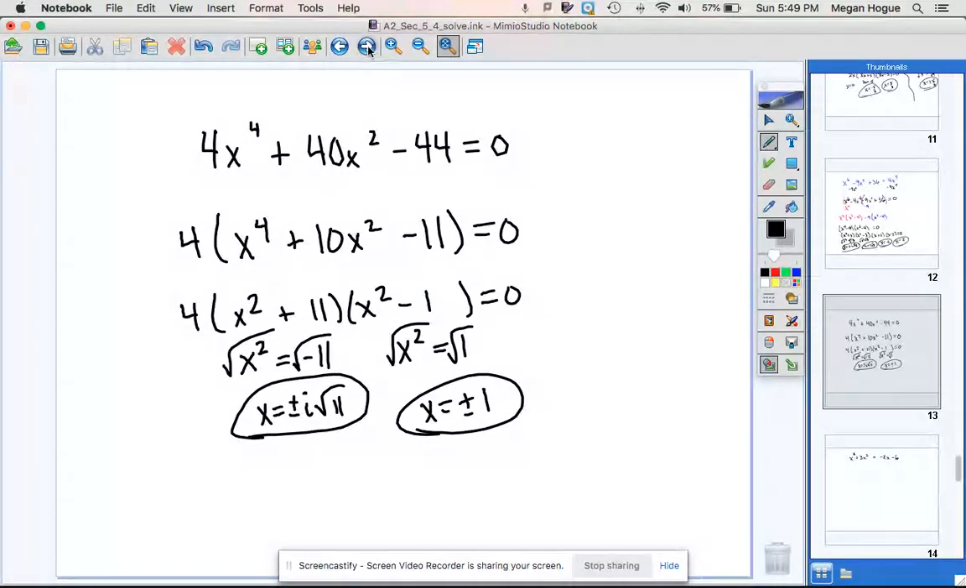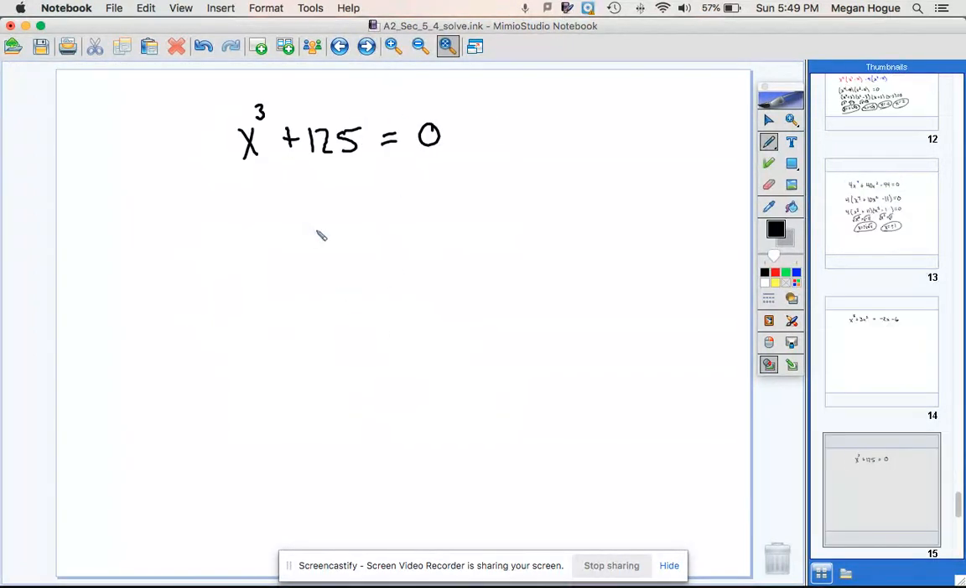All right, one more. We haven't looked at one like this. X cubed plus 125. Remember what kind of factoring this is? It's that sum of cubes. That smiley face factoring, if you will. We're going to take the cube root of each term. So we're going to have x. Cube root of 125 is 5.